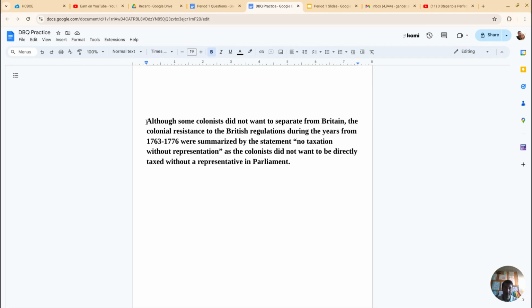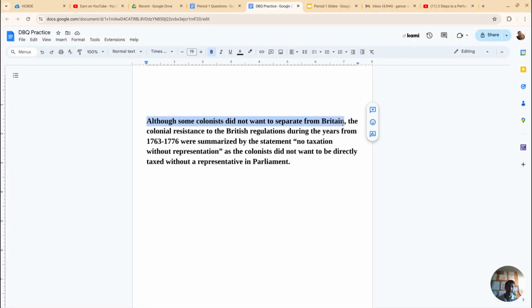I would create mine with a counter argument, and we'll talk more about what the counter argument is. In your essay, you can get a point, a complexity point, for trying to find some type of argument that you can run contrary to whatever your prompt says. So this prompt is saying that no taxation without representation was a cause of the American Revolution.